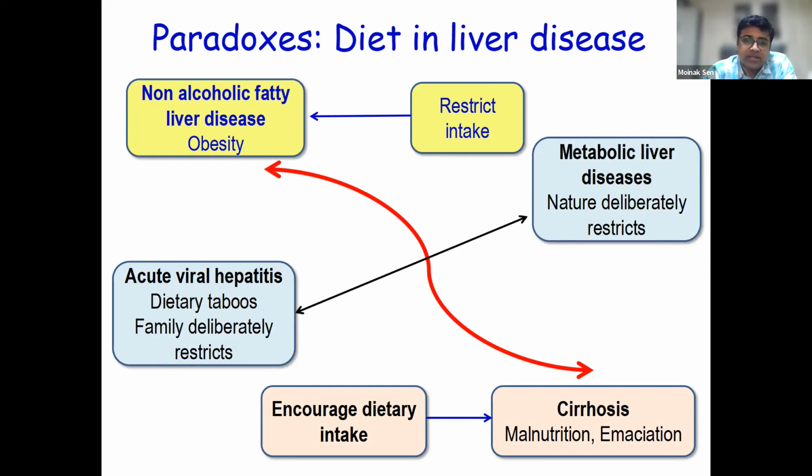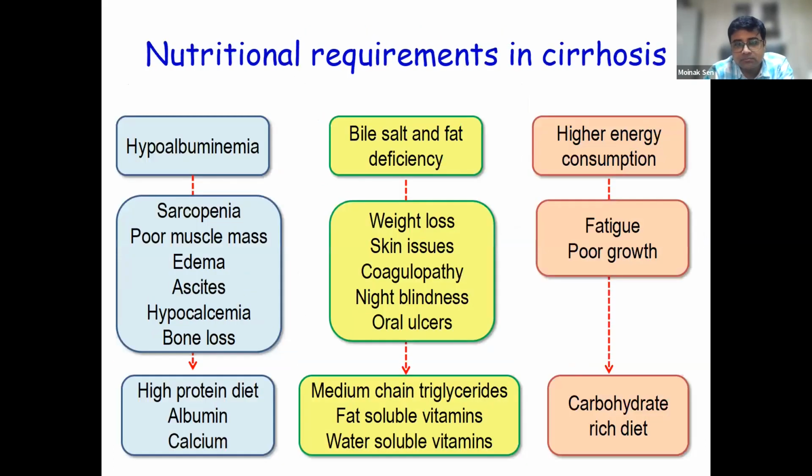Take things like acute viral hepatitis, where the patients usually have dietary taboos: don't have spices, don't have oils, don't have this, don't have that. These are families who deliberately restrict, vis-a-vis metabolic liver diseases, where nature deliberately restricts. For example, patients with urea cycle defects don't like taking protein much. Patients with hereditary fructose intolerance don't like taking anything that contains sugar which produces fructose. So this is nature's way of restricting the diet to prevent the disease.